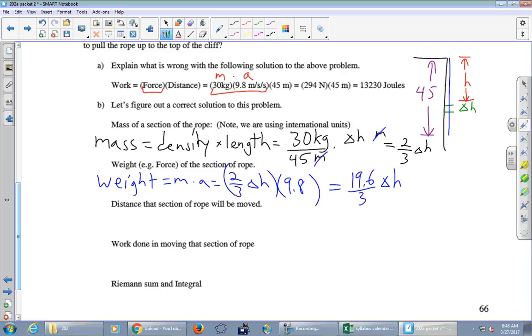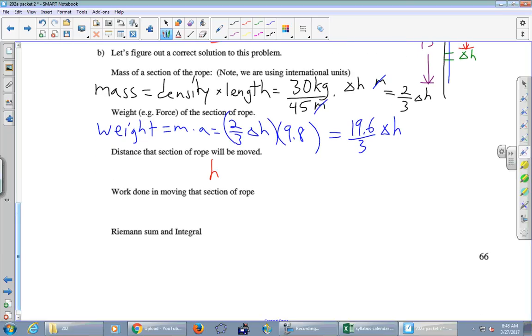All right, easiest question on this page. The distance that this little green section of rope is going to move in order to get from where it is to the top of the cliff. H. It's just what we called it. That's how far that little section has to go. And so now we're ready to calculate the work done in moving that section of rope.